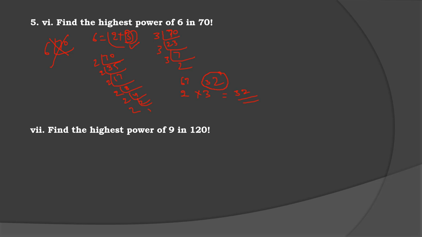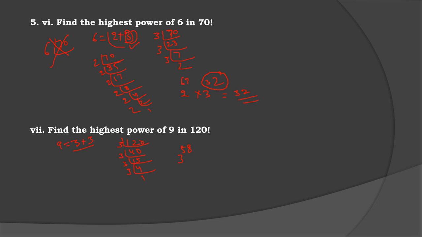In the same way, find the highest power of 9 in 120 factorial. 9 can be written as 3 into 3. Both numbers are the same, right? Divide 120 by 3: 40 times. Again 3: 13 times, 39. Again 3: 4 times. Again 3: 1 time. So the total is 40 plus 13 is 53, 57, 58. It is 3 power 58. So it is wrong to say the number of 9's equals 58. Here the number of 3's equals 58.